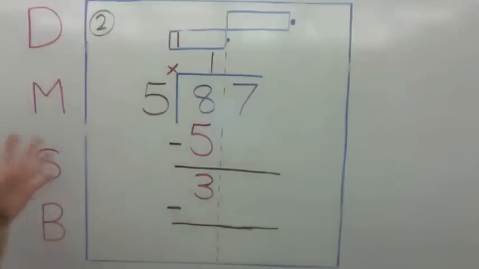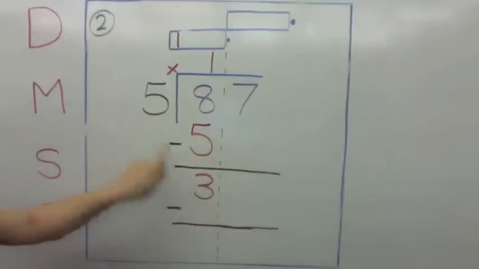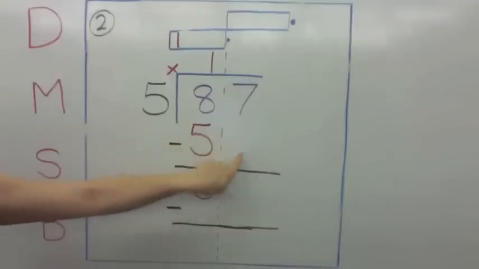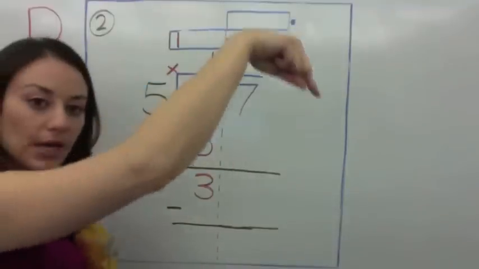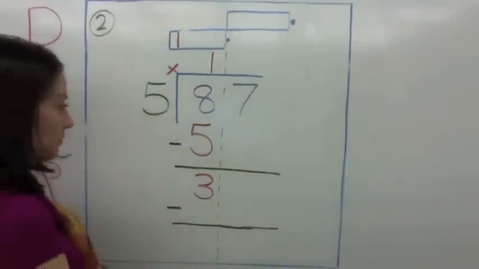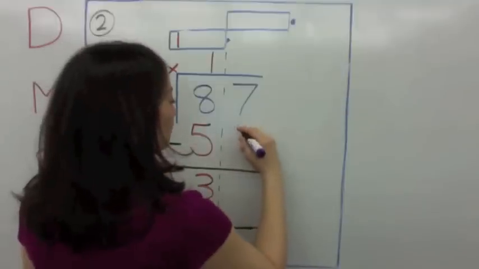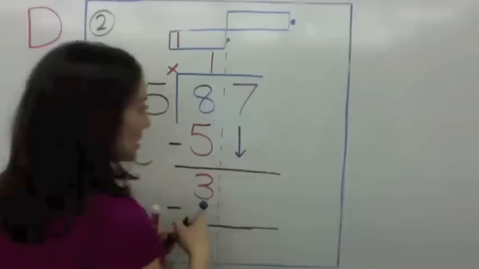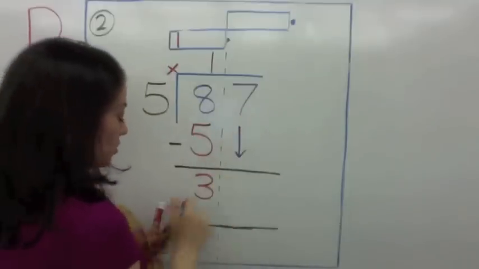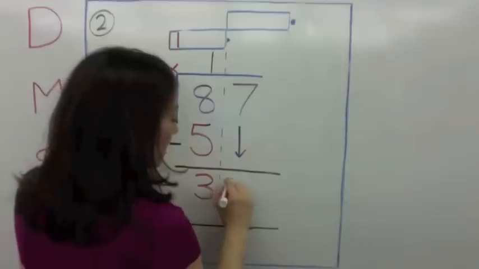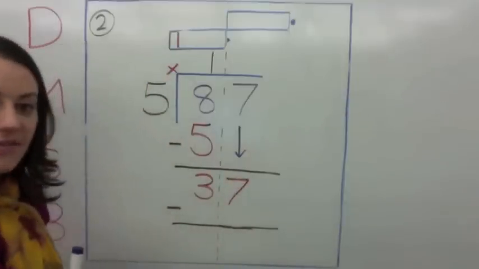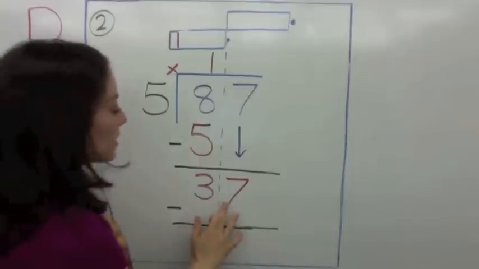So what would be the fourth step? Because 5 cannot go into 3. So what do you have to do here? You have to bring the 7 down. You have to bring it down. So I'm going to put an arrow down. You're bringing down the number in the ones place, right? So this is 37 now. 37, very good. So we have 37.